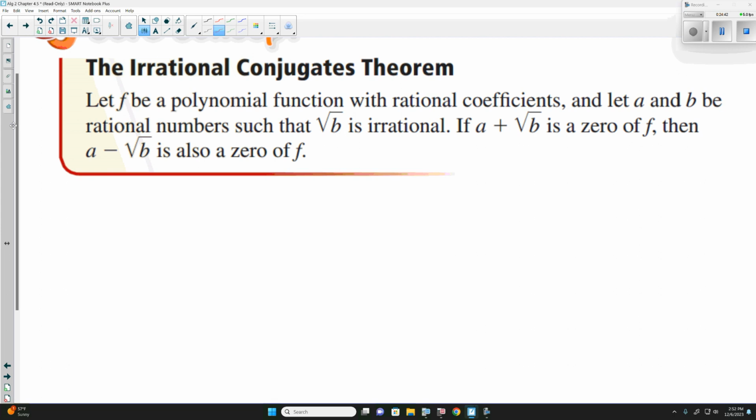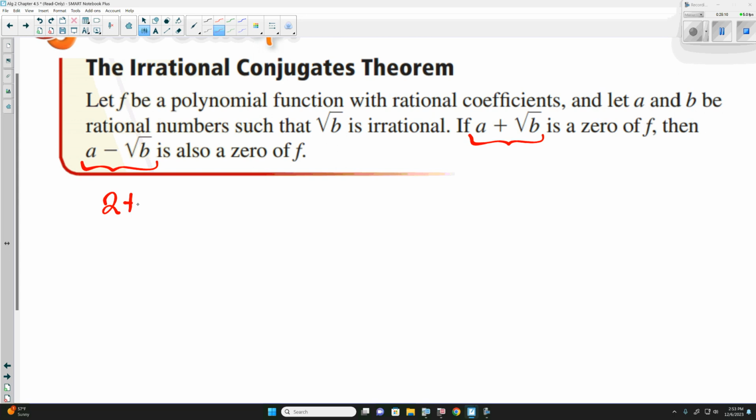This is the last theorem we have for 4.5, and it's the irrational conjugates theorem. You don't have to write the whole thing out. What this theorem states is that if a plus the square root of b is a solution, then a minus the square root of b is also. If we have one, we have to have the other.